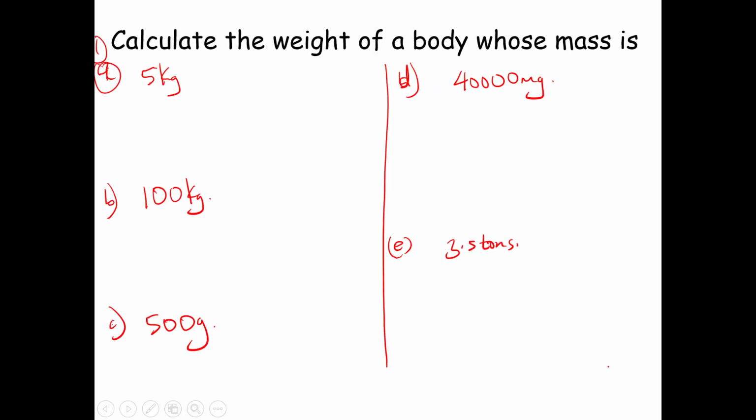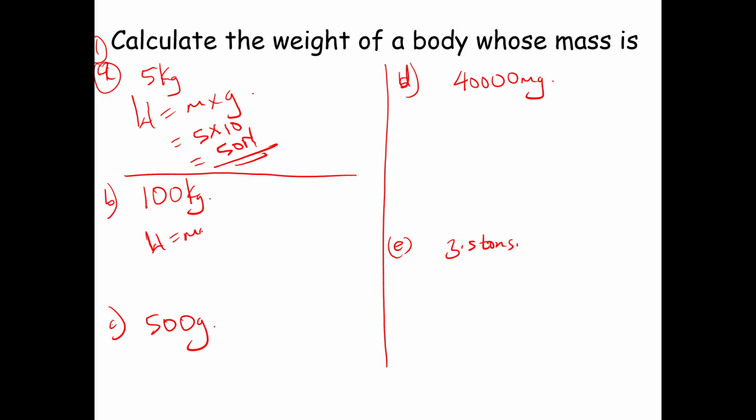So we have this question here which says, calculate the weight of a body whose mass is part a, 5 kilograms. You can pause the video and write out all these questions before we discuss them. So we know that weight is given by m times g, where m must be in kilograms. So our m is 5, our g is 10 on Earth always. So this gives us 50 newtons as the answer. For part b, we do the same. We shall simply say that weight is equal to mg, which is the same as the mass is 100, the g is 10, the answer is 1000 newtons.